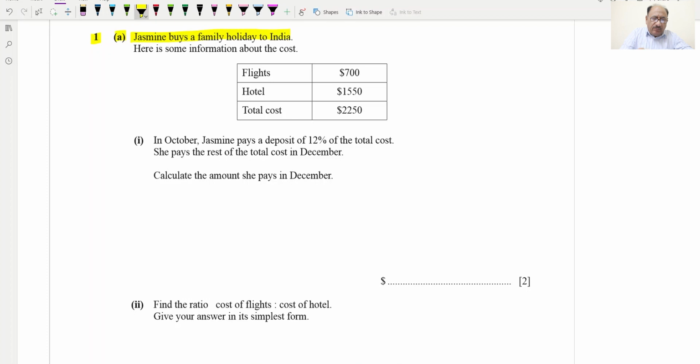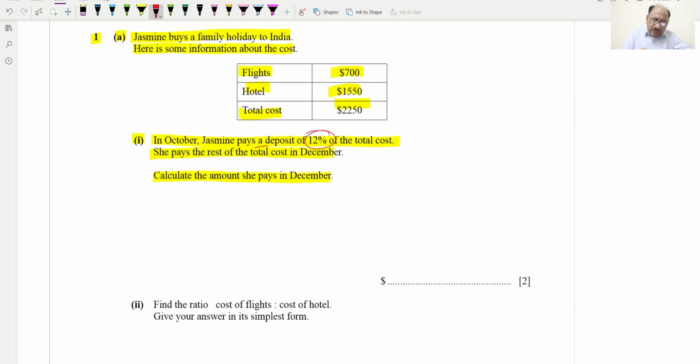Jasmine buys a family holiday to India. Here is some information about the cost: flight, hotel and total costs are provided. Part 1. In October, Jasmine pays a deposit of 12% of the total cost. She pays the rest of the total cost in December. Calculate the amount she pays in December.